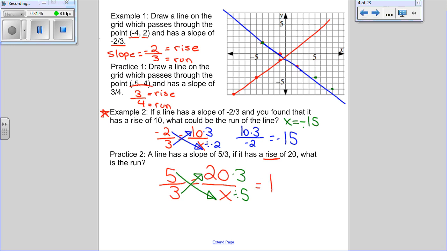How many people got that one? That's good. That will be on a test. Like you will see a question similar to that pop up for sure.